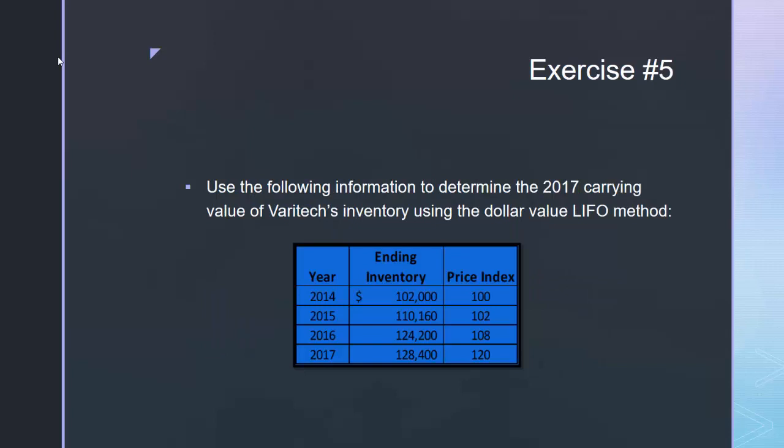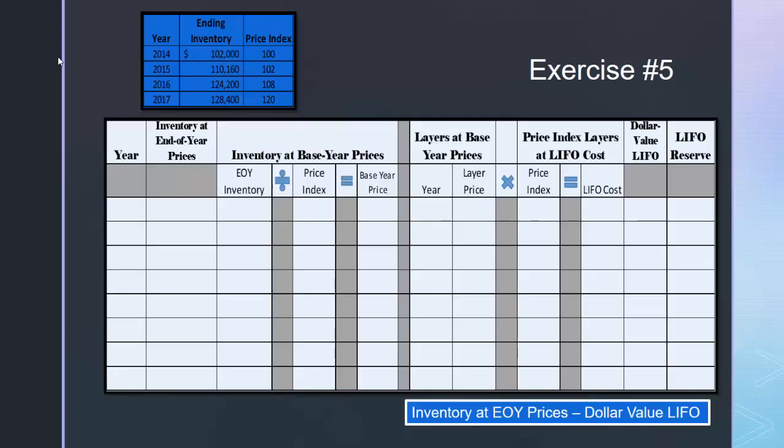Exercise number 5 is pretty much the same. In this case, we have Veritech, and we have their ending inventory at FIFO for the same 4-year span and each year's respective price index. So to convert these FIFO numbers to LIFO numbers, we're going to use the same exact table. Starting with 2014, our inventory at end of year price was $102,000. We divide that by our price index. That's our base year, so it's going to be 1, meaning our base year price is going to be the same as our end of year inventory price.